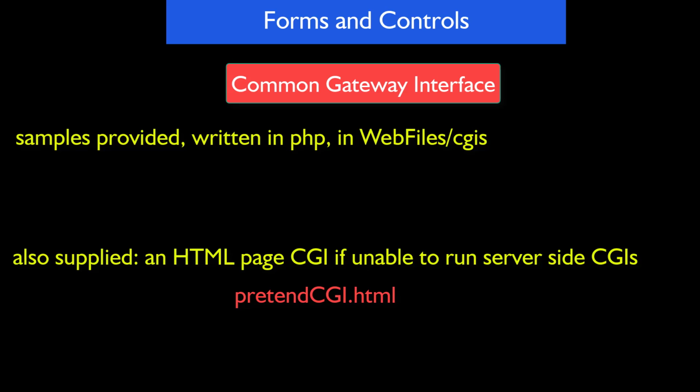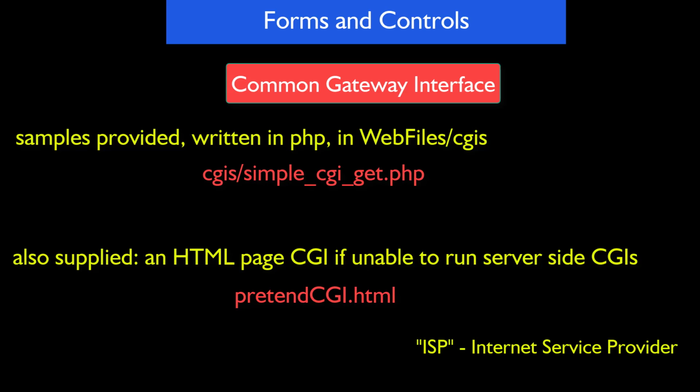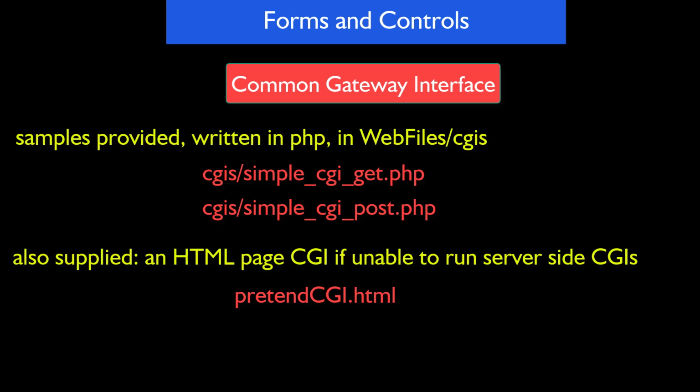You might need to talk to your ISP to make certain that support for running server-side CGIs is set up. If you're okay to do that, you can use CGIs/simple_CGI_get.php and CGIs/simple_CGI_post.php for testing your lab solutions. Otherwise, you can fall back on pretendcgi.html. Let's start by examining the form element.